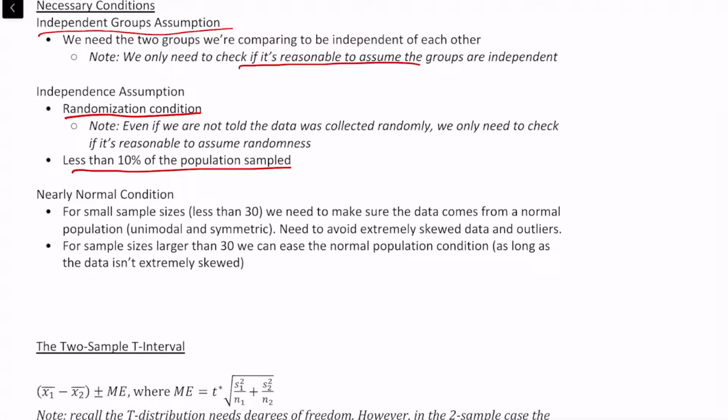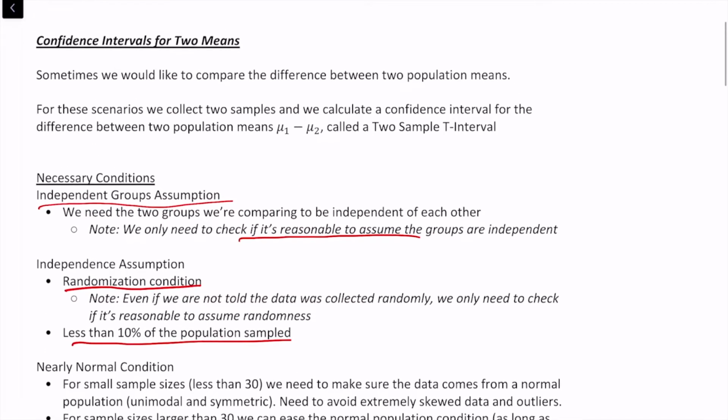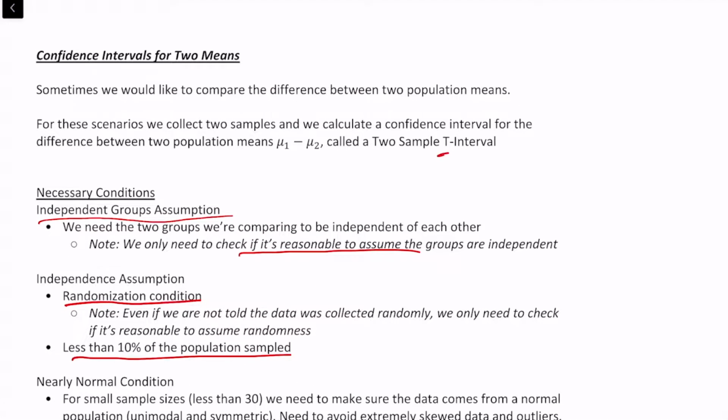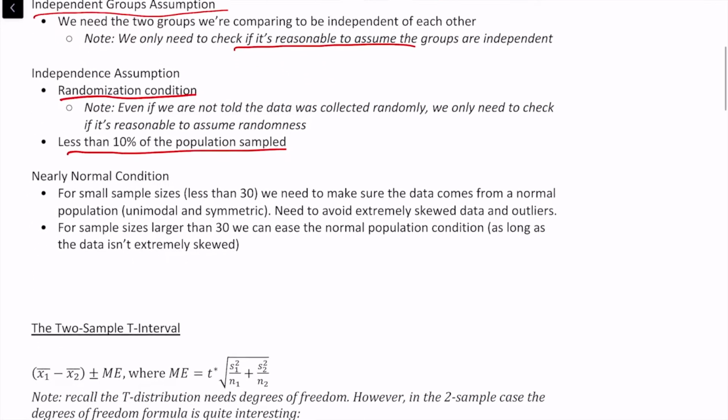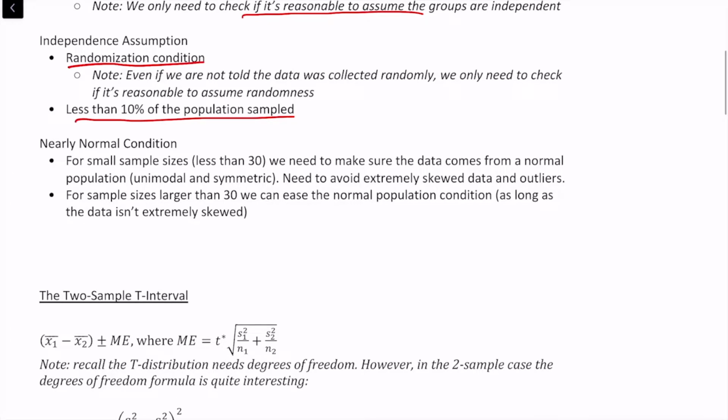And also for the t-distribution. Remember, when we do confidence intervals for the mean, we're dealing with the t-distribution, not the z-distribution. Well, for the t-distribution to work effectively, we need to satisfy the nearly normal condition. So what does that say? That says, listen, if your sample size is relatively small, let's say less than 30, then we need to make sure this data forms a normal distribution, right? And that means unimodal and symmetric.